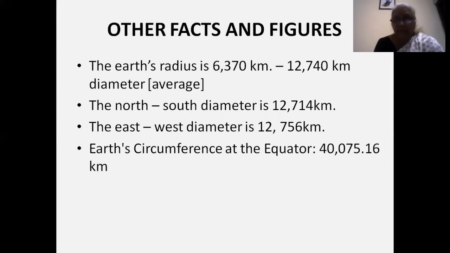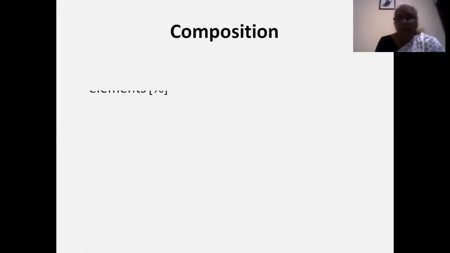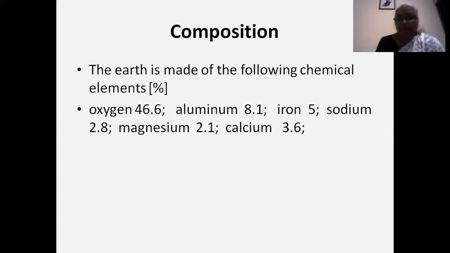Then Earth's circumference is about 40,000 kilometers. That is, as you go around it along the equator, 40,075, and it's just a little bit less from north to south. The composition of the Earth: it is made up of several chemical elements, of which oxygen is the maximum, followed by aluminum, iron, sodium. You have magnesium, you have calcium, and so on.